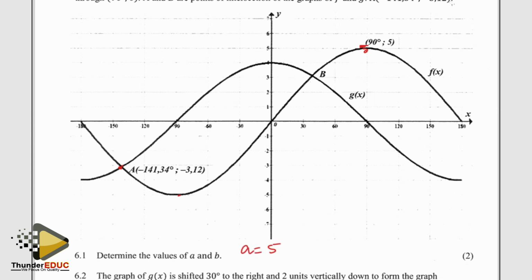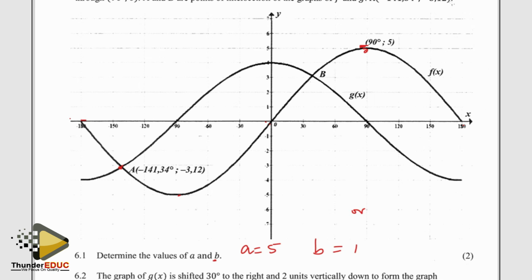Because it's the amplitude. Then when you look at B, this B affects the period of the graph. So how many degrees do we have here, regardless of the negative and the positive sign? We have 180 degrees on the left, 180 on the right, which is a total of 360. And we can see that this is a full graph of sine. So within 360, which is the period of sine, we have one graph. So B is a 1.